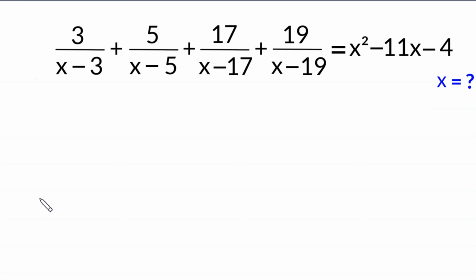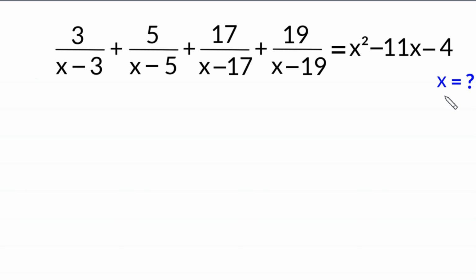Hello everyone, welcome to how to solve this very nice algebra equation: 3 over x minus 3 plus 5 over x minus 5 plus 17 over x minus 17 plus 19 over x minus 19 equals x squared minus 11x minus 4. Our job is to find all possible values of x.